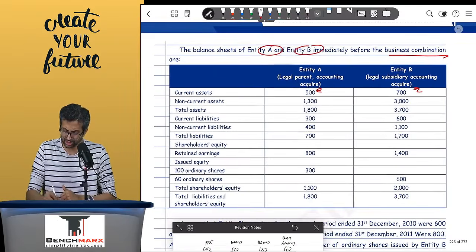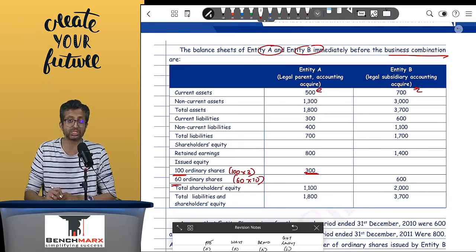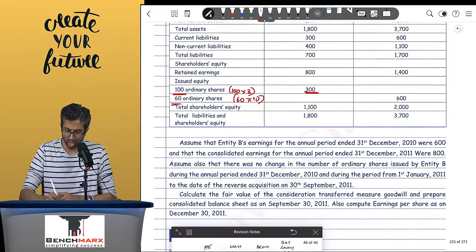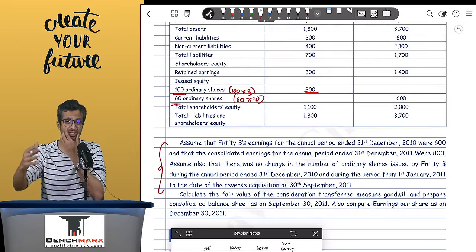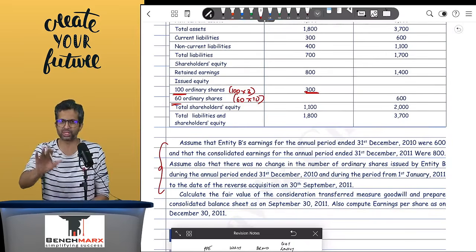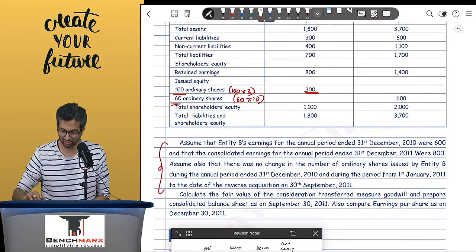I have all of this data, and then you have issued equity comprising 100 ordinary shares of A. Total is 300, so maybe this is 100 into 3. Each share of A is probably worth 3, and 60 ordinary shares in B. So this is 60 into 10, which will probably come to 600, and that is about it. Okay, there is this entire paragraph which pertains to EPS. The Institute now in its study material has removed the EPS part. We will nevertheless discuss this for our understanding.